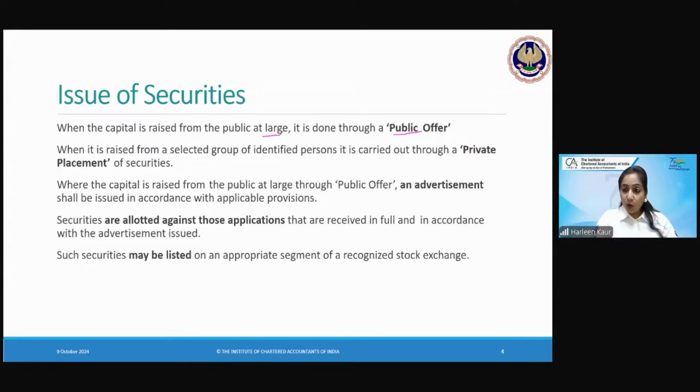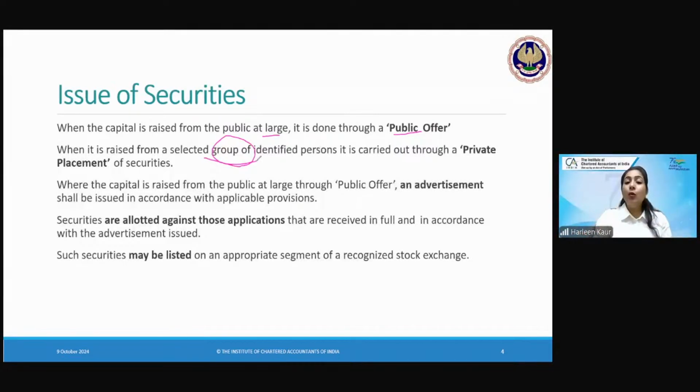And when I'm not going for a public offer, I'm going to a selected group of people. I've decided I'm just writing a letter to these 3-4 people, and I have written that it's private and confidential. Then I'm issuing securities only to these people, inviting money only from these kinds of people. Then it is a private placement of securities. I'm just issuing my securities to a selected group of people, and I'm not going to the public. So this is a private placement of securities.